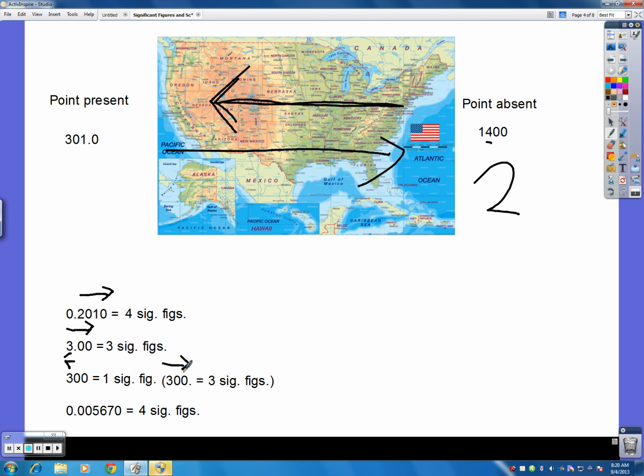And then 0.005670, you have 4 significant figures, your point is present, and so everything to the right of the first non-zero number is significant. Hopefully that makes sense. Make sure you review this in your book, and let's move on.